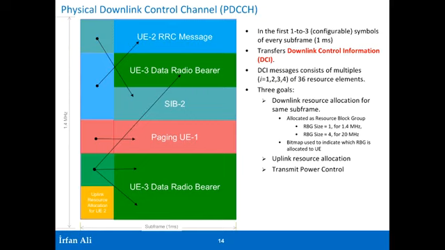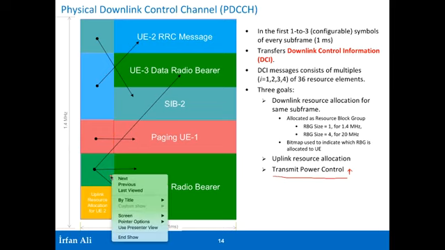In addition, the other part that is contained in the PDCCH is the transmit power control. So it is telling the mobile whether it should be increasing its transmit power or reducing its transmit power. So uplink power control information is sent to the mobile in this downlink channel.